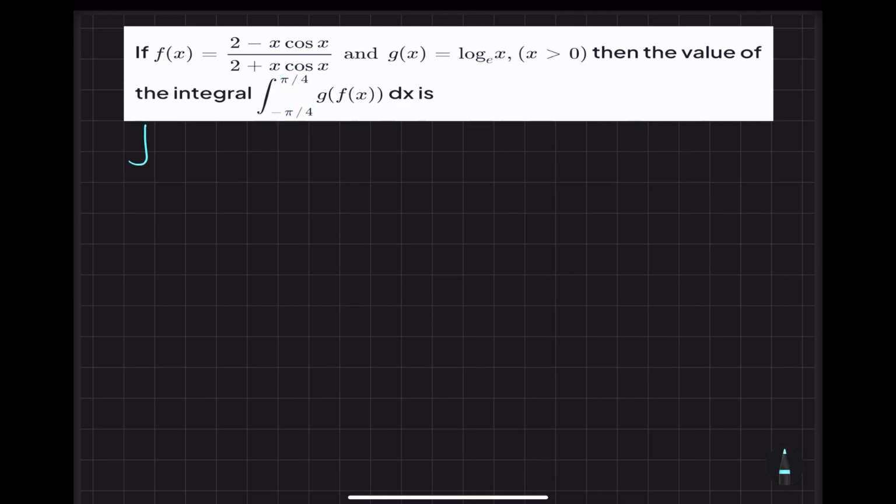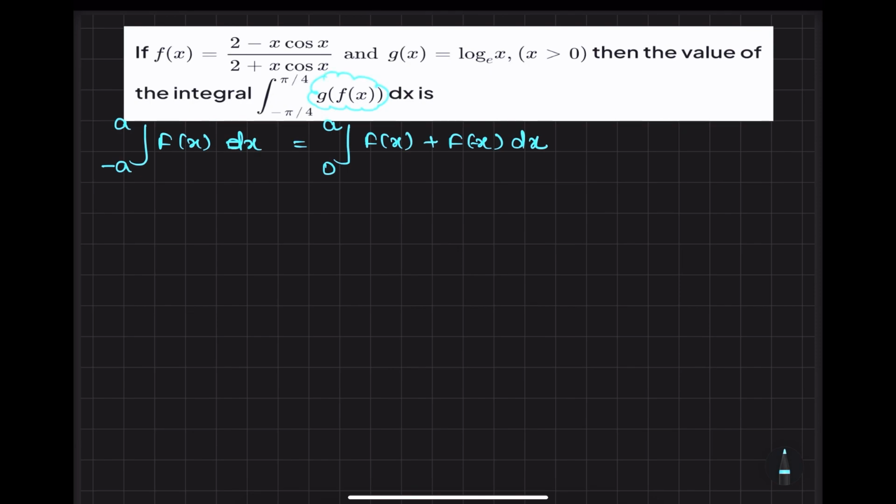Okay, where we have studied, if we have a question from minus a to a of f of x dx, we can write down this function as integral from 0 to a of f of x plus f of minus x dx. Now for this question, f of x is what? g of f of x.